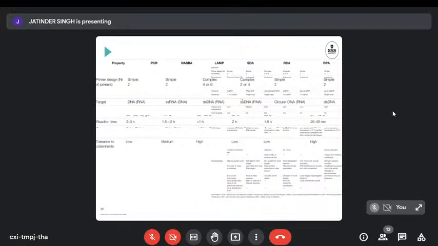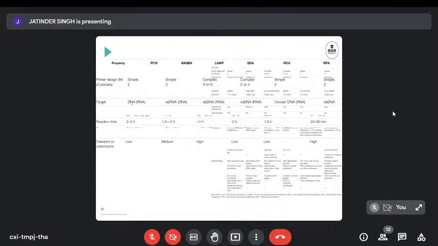If we look at a bit more detail, for an example, I'm changing my slides. For PCR, that's the column here. Primer design is simple. It's not hard to design a PCR primer. Whereas if you go for LAMP, primer design is really hard.